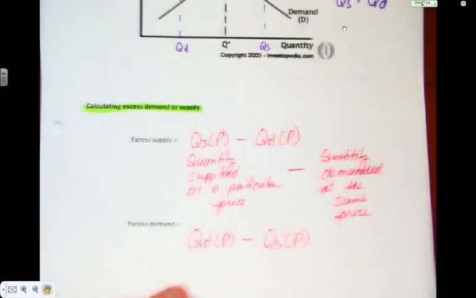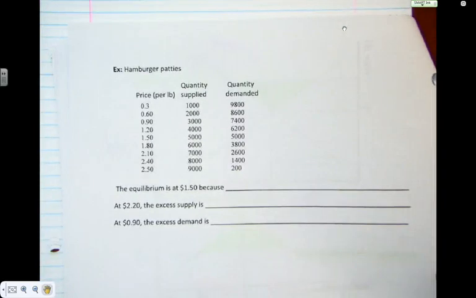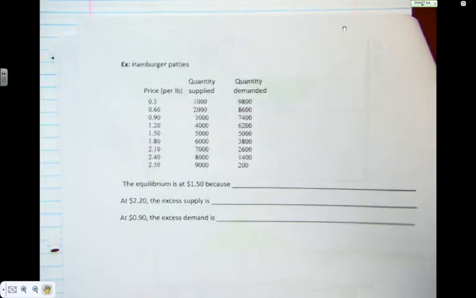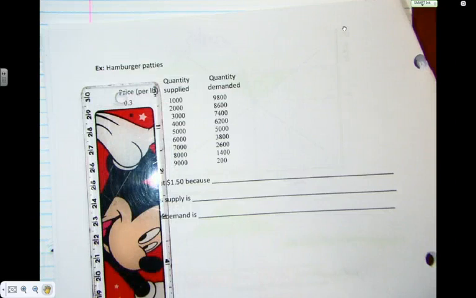Okay, so let's do an example with actual numbers. So we're looking at hamburger patties. Who doesn't love a good hamburger? There's the price per pound, and some company, what they're willing to supply, and then in general, what the market is willing to buy. Okay, so we're going to start just by graphing it, just like we do normal. If you want a sticky, you can come grab.